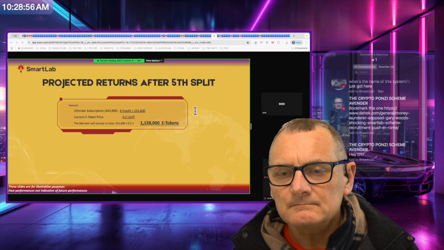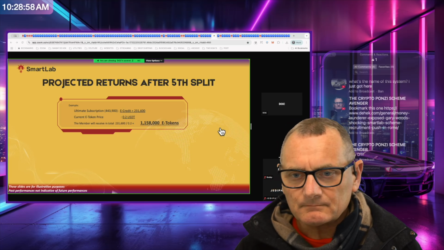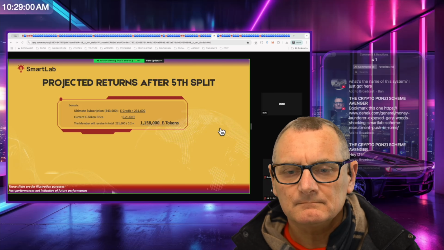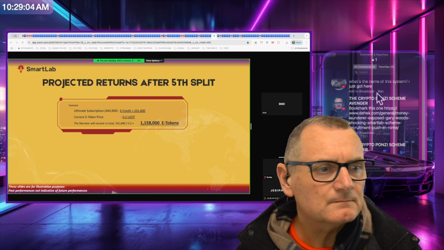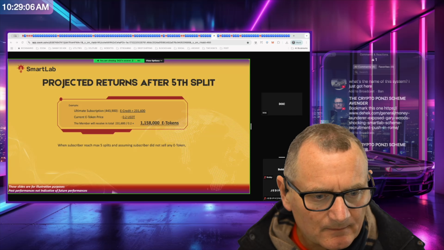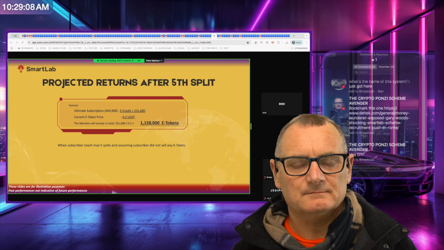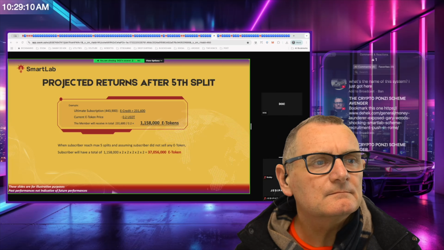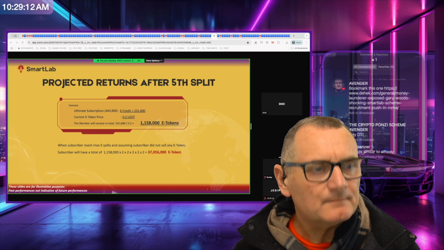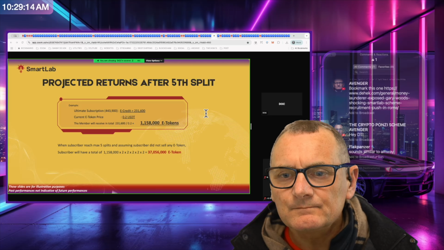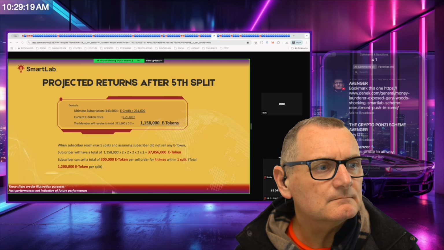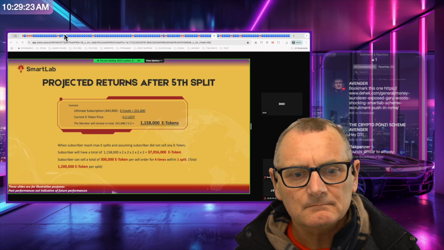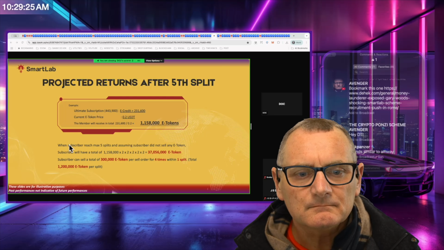So if we use the example of the ultimate subscription, 443,900, that's 231,600 e-credits at a 0.2 price point. Again, 1,158,000 e-tokens. Once you reach the 5 splits, assuming your subscriber did not sell any, you'll have a total of 37,056,000 e-tokens, which you can sell 4 different times between splits. That's 1.2 million per split.